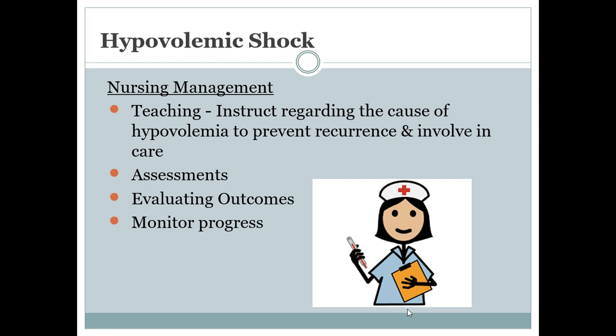So some teaching we want to instruct regarding the cause of the hypovolemia to prevent recurrence if it's something that's preventable. Make sure our assessments are thorough, monitor neurological status, vital signs, hemodynamic readings, urine output, skin color, and temperature. Monitor our lab work, monitor our trends, evaluate care outcomes. So our outcome really is just based on restoring hemodynamic stability with rapid interventions. So we really want them to improve quickly.